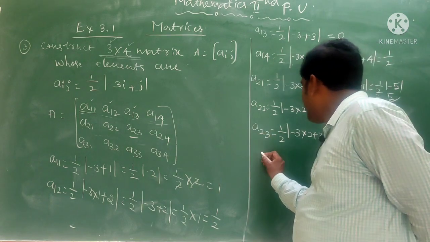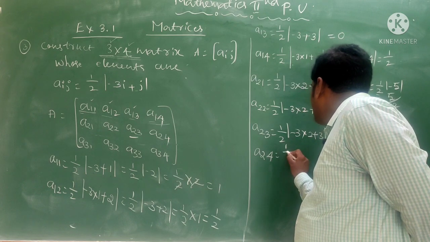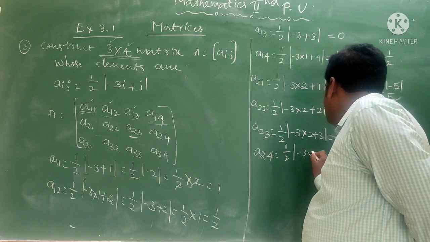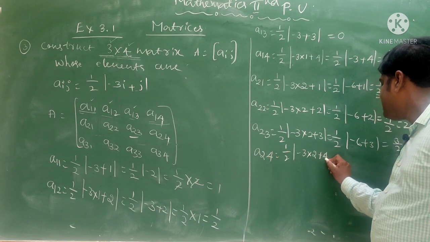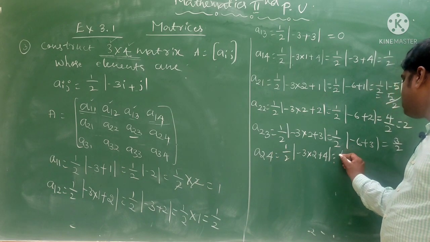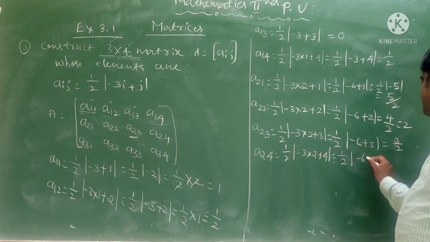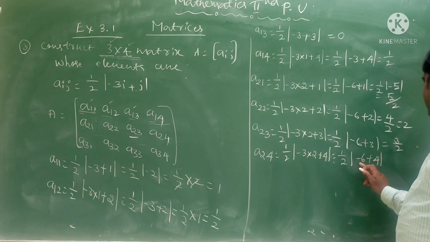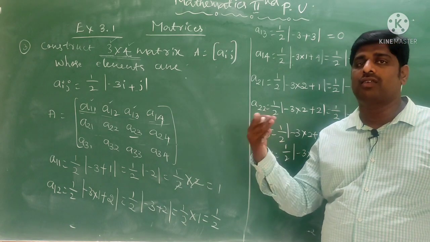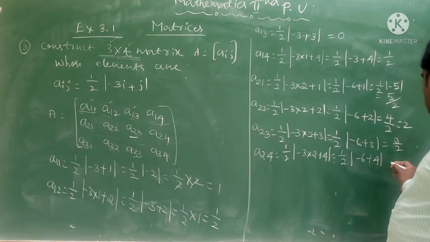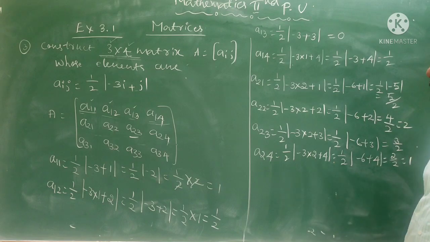Next, A24. 1 by 2 modulus of minus 3 into i value is 2, j value is 4, that is 1 by 2, 3 2s are 6, minus 6 plus 4, minus 6 plus 4 is minus 2. Modulus of minus 2 is plus 2, that is 2 by 2, 2 by 2 is 1.